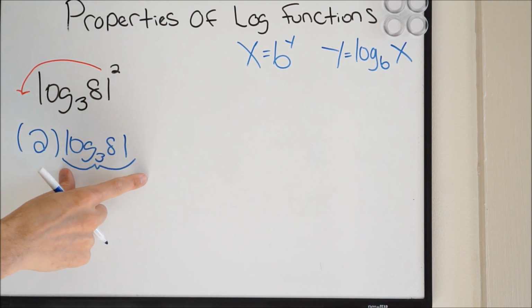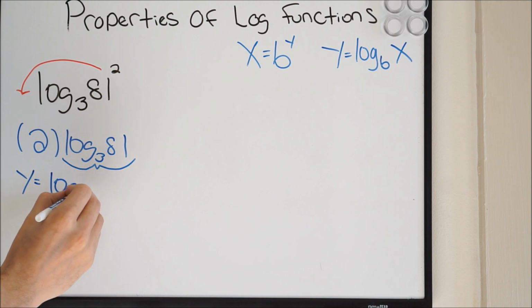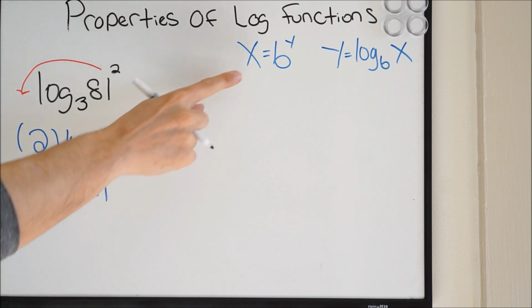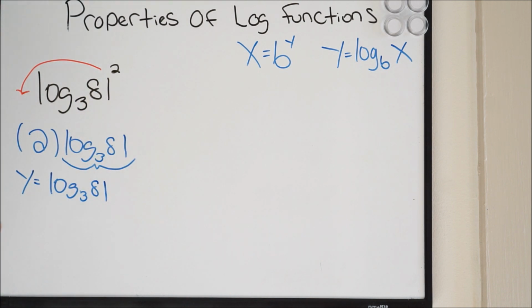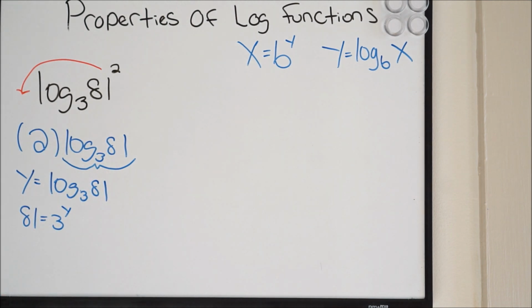Let's just evaluate this part here, and then we'll worry about this too. So looking at this, I can write this as y equals log base 3 of 81. Let's put this log function into its exponential form. So in this case, we'll have 81 equal to 3 to the y power.